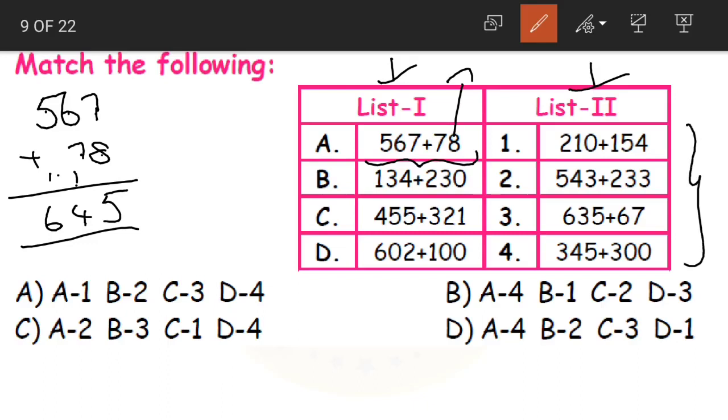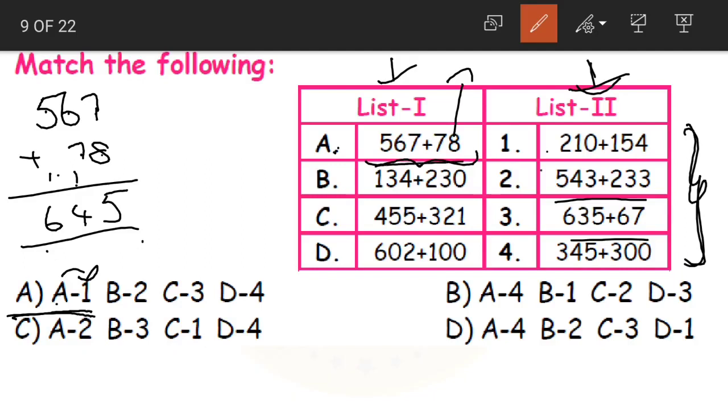Now from these given numbers, from list 2 we should find out by adding which two numbers we will get 645. Now how can we do this, children? Again we have two ways. First one is, let us look at the options. Option A says A can be 1. So A can be equal to 1.